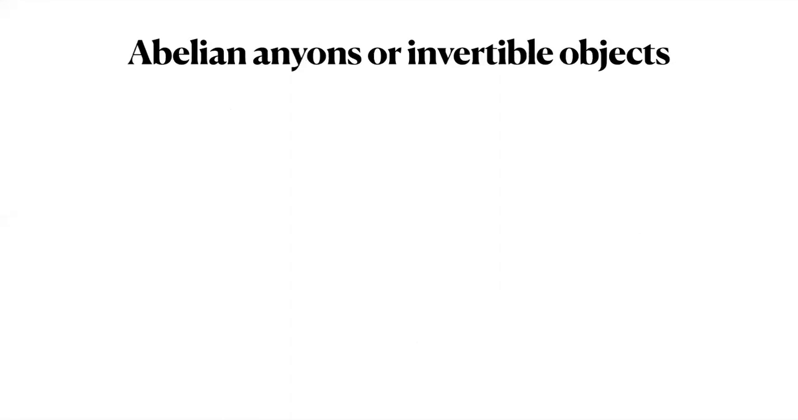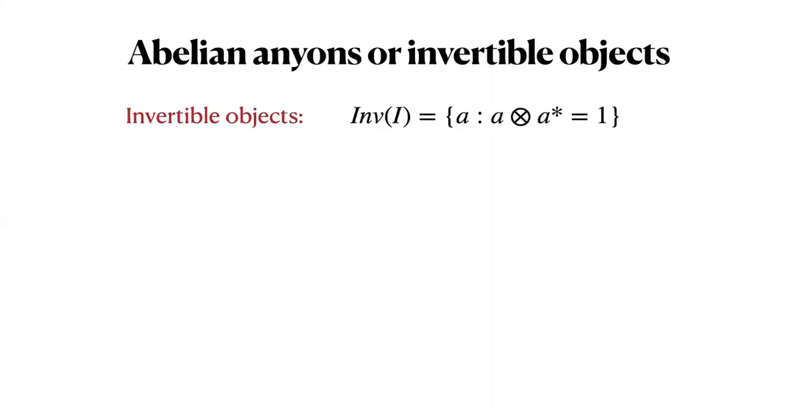And finally, just to present the definition of zesting, I need the notion of invertible objects. So the invertible objects will be the simple objects such that when you apply a tensor with the dual, you get something isomorphic to the identity. So this subset of I will be a group using this product. And the inverse, of course, will be exactly the dual.